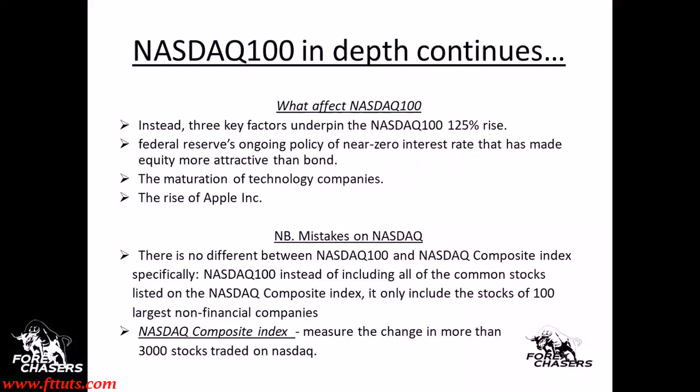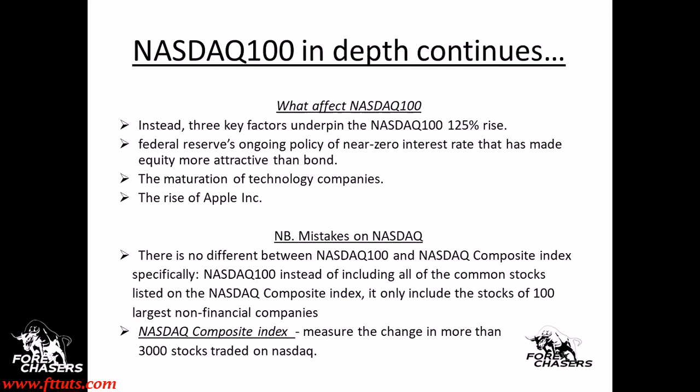And mistakes on Nasdaq. This is important, guys. Many people tend to think that there is no difference between Nasdaq 100 and Nasdaq Composite Index. There is actually a huge difference between these two, because Nasdaq 100 has 100 companies in it, whereas Nasdaq Composite has over 3,000 companies.